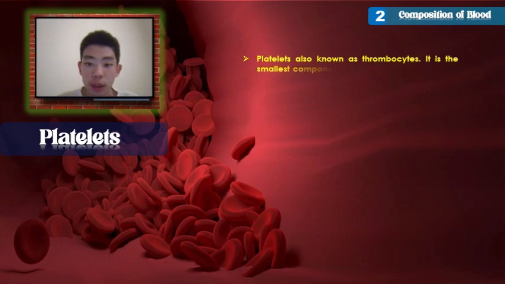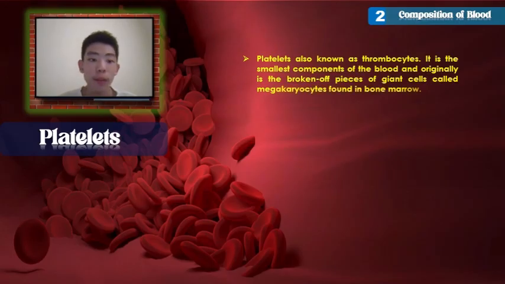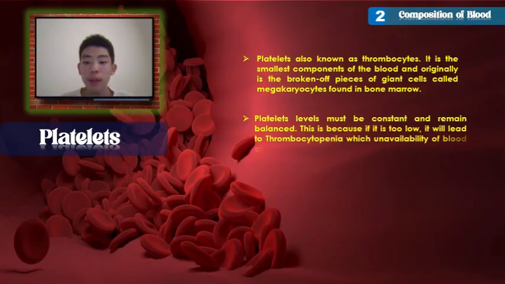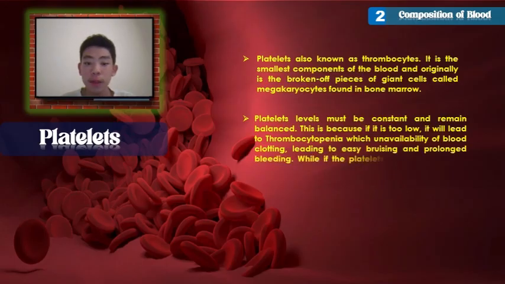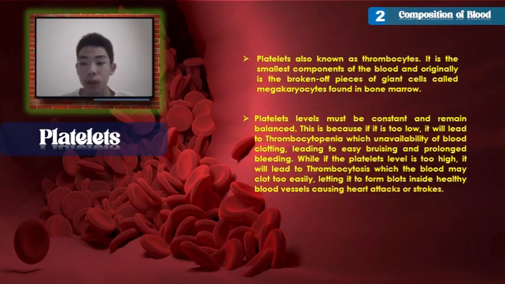It is the smallest component of the blood and originally is the broken off pieces of giant cells called megakaryocytes found in bone marrow. Platelet levels must be constant and remain balanced. If it is too low, it will lead to thrombocytopenia, which is unavailability of blood clotting, leading to easy bruising and prolonged bleeding. If the platelet level is too high, it will lead to thrombocytosis, where the blood may clot too easily, forming clots inside healthy blood vessels, causing heart attacks or strokes.